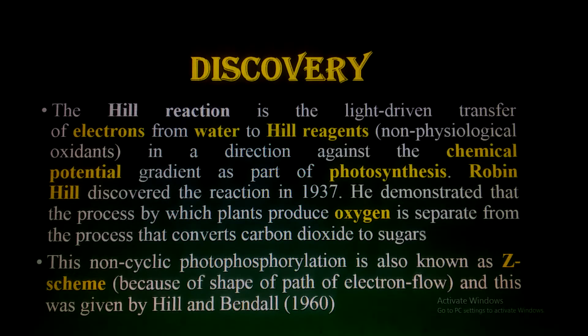Now the non-cyclic photophosphorylation is also known as the Z scheme. And why is it called Z scheme? The reason is that the electrons move along the thylakoid membrane, making the shape of the path like a Z. That is why this is known as the Z scheme, because of the shape of the path of the electrons along the thylakoid membrane. Is it clear? I will show you.